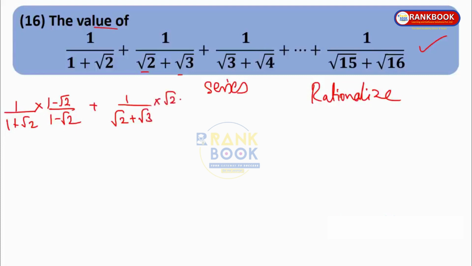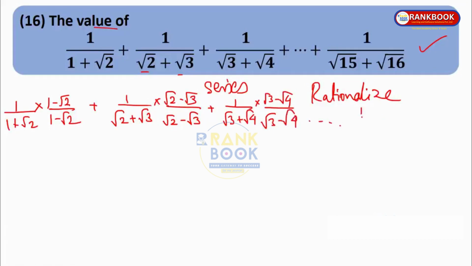Rationalize this also, root 2 minus root 3, root 2 minus root 3, plus 1 upon root 3 plus root 4 multiplied and divided by root 3 minus root 4. It goes on up to 1 upon root 15 plus root 16 multiplied by root 15 minus root 16, root 15 minus root 16. So what do we get? This is A plus B. This is A minus B.